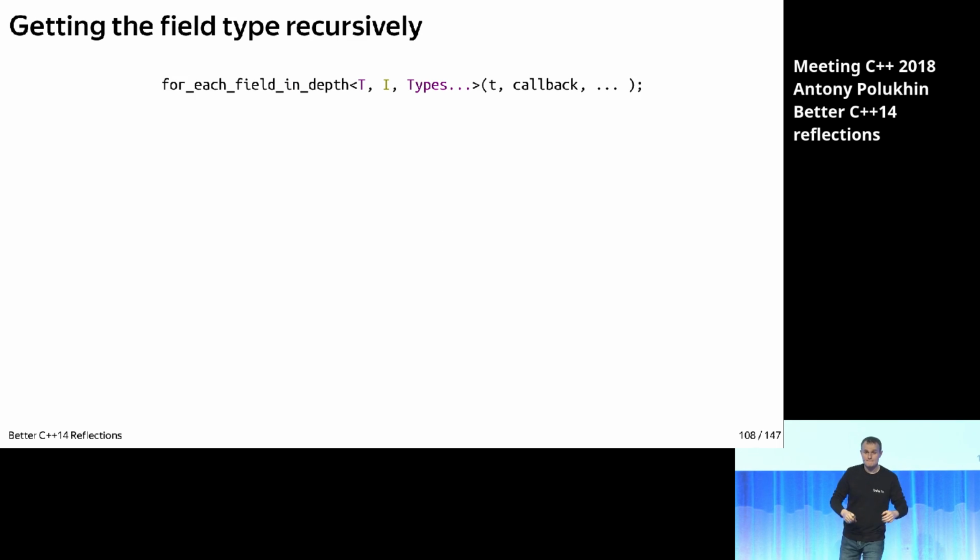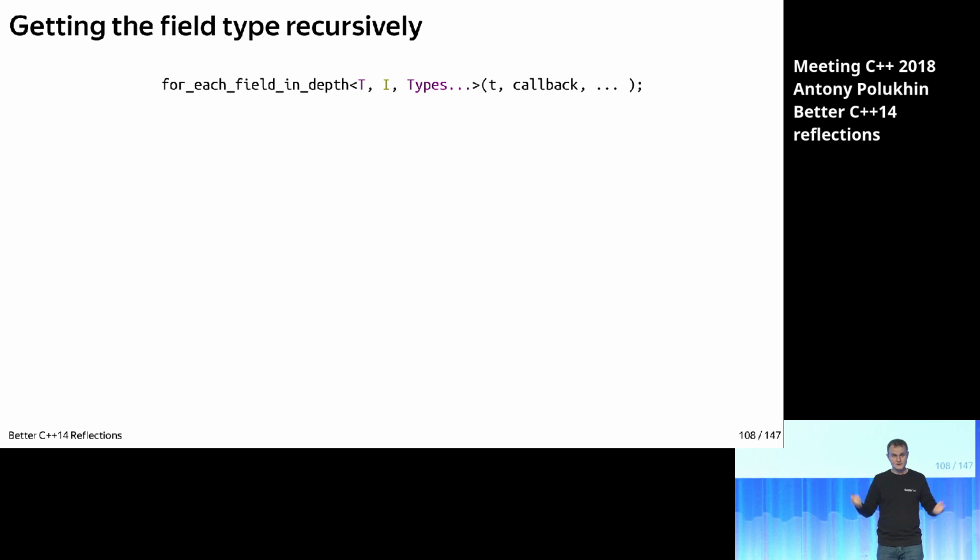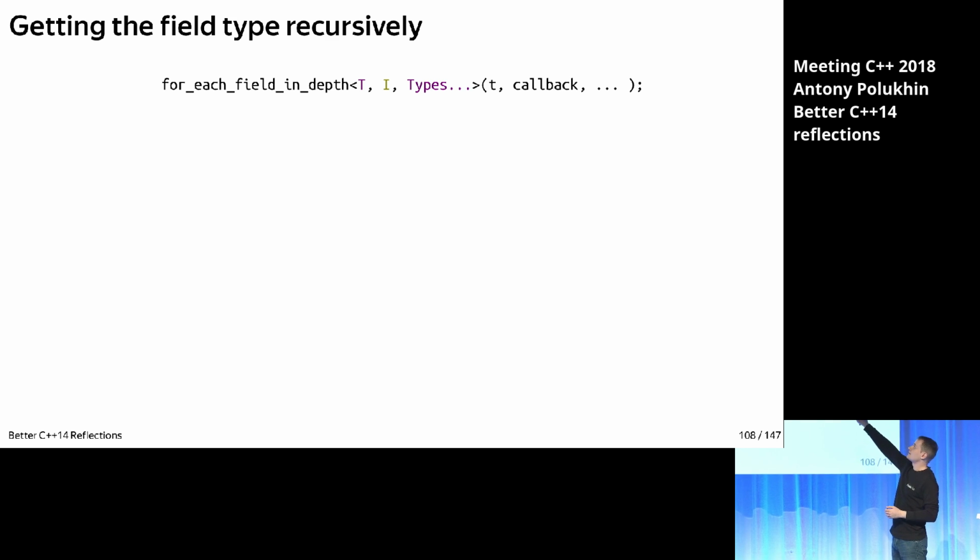Here's how to do it. We create a function for each field in depth. First template parameter is a user-provided structure. Second parameter is an index of the field we are interested in. And after that, there is a pack of types of fields we already met. After that, there are some runtime parameters, for example, a reference to the user-provided structure and some callback.